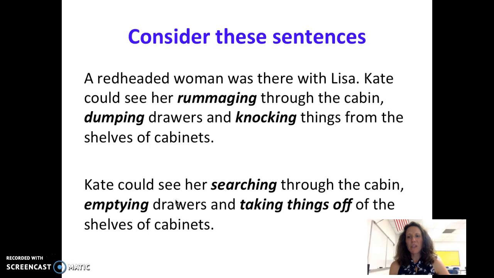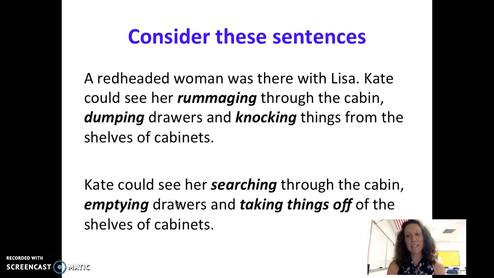In this first example, the person is rummaging through the cabin, dumping the drawers, and knocking things from the shelves. There seems to be a lack of order, right? The person seems to be moving quickly. They're knocking things over. Maybe they're not supposed to be in that cabin. Maybe they're taking things that are not theirs. I get this sense that they're doing something that they shouldn't be doing, or that they're very much in a rush. They're nervous, okay? Whereas in the second example, the person is searching the cabin, emptying the drawers, and taking things off the shelves. Maybe they're moving more slowly and more orderly.